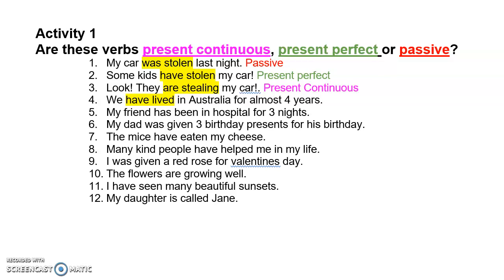Number 11, I have seen many beautiful sunsets. The verb, have seen. The first verb is a to have verb, and the second verb, seen, is a past participle. This tells us it is a present perfect verb. Number 12, my daughter is called Jane. The verb is called. The first verb is the to be verb is, followed by the past participle called. This is a passive verb.